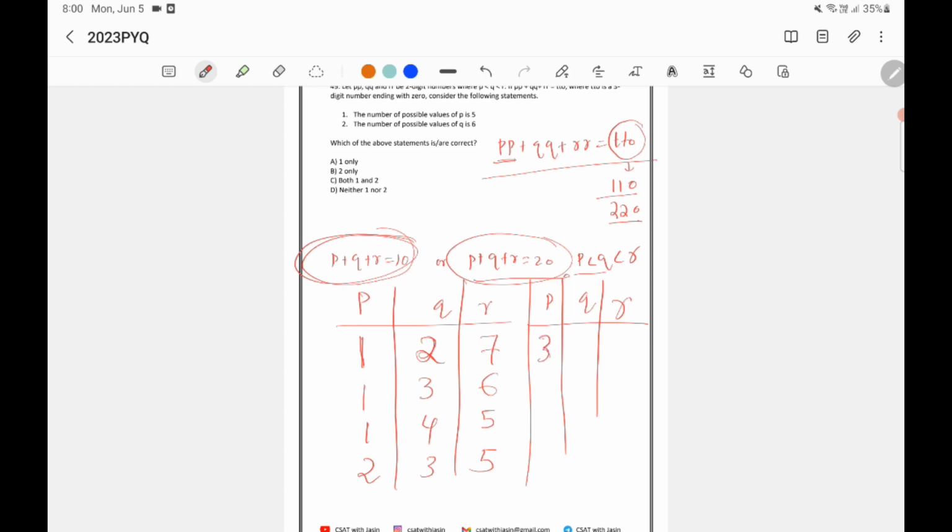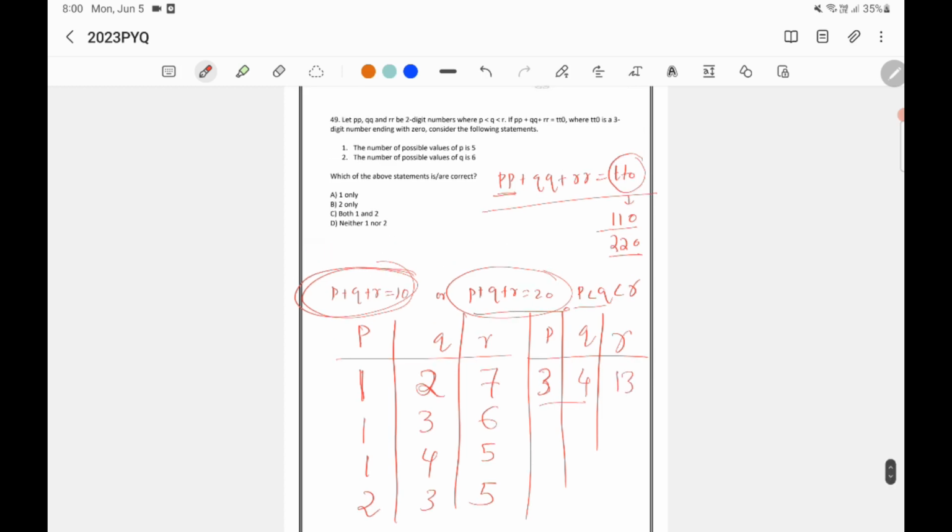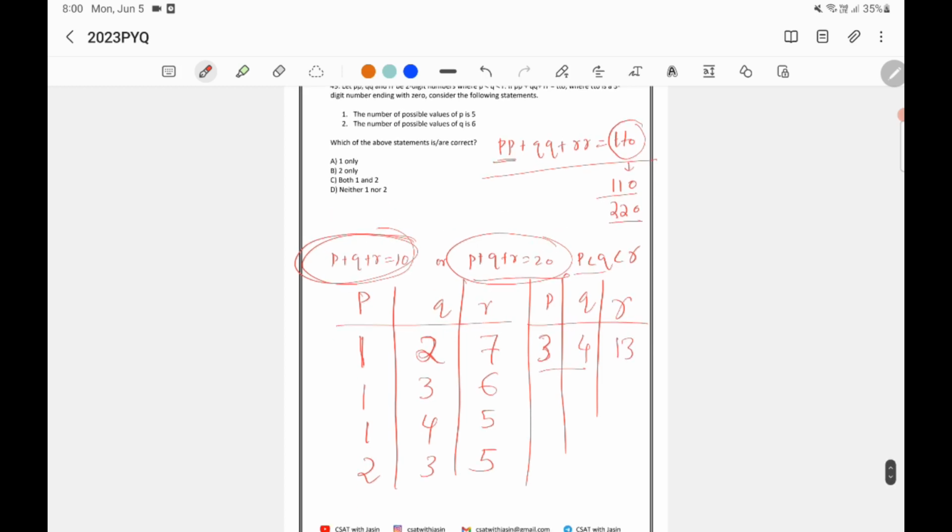Now if this is 3 and this is 4, total is 7. It cannot be 13 because these are digits, right? R is a digit. So 13 will not come. Maximum will come is 9 here. So if 9 here comes, it will be 8. So this is the only possibility with P is equal to 3 for P plus Q plus R equal to 20. Now if I take it as 4, okay, if I take it as 5, this will come 11, it will not come. Again, it is a digit, so 11 will not come. So only thing is 4, 7 and 9.